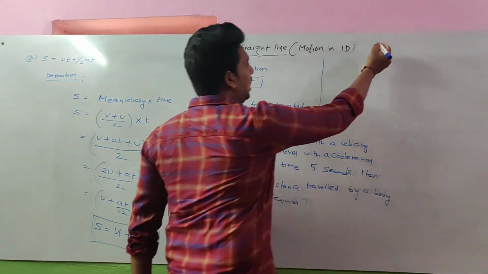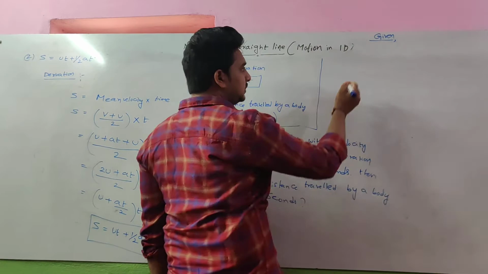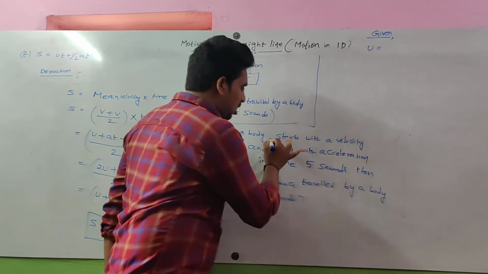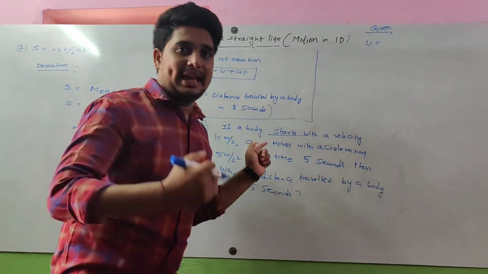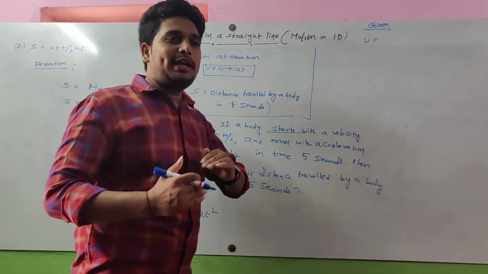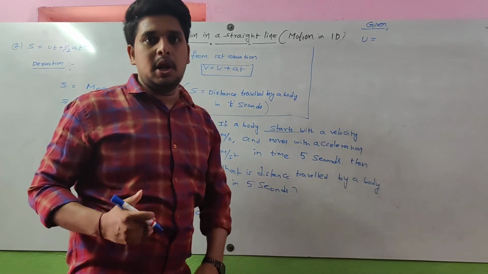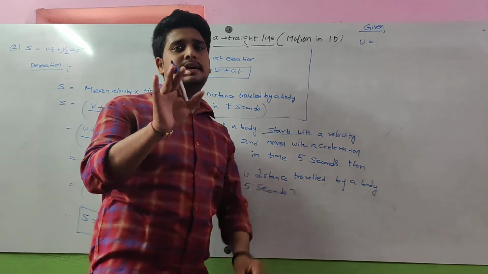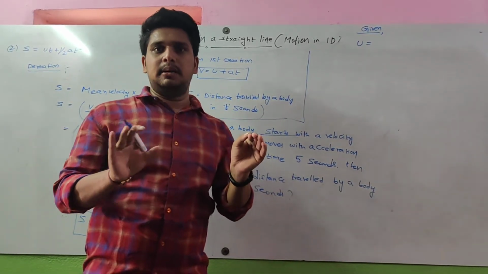So what is the given data here? Body starts with velocity means initial velocity. Attained velocity means final velocity. Body comes to rest means you should take final velocity. Body starts from rest means you take initial velocity. This is very important.